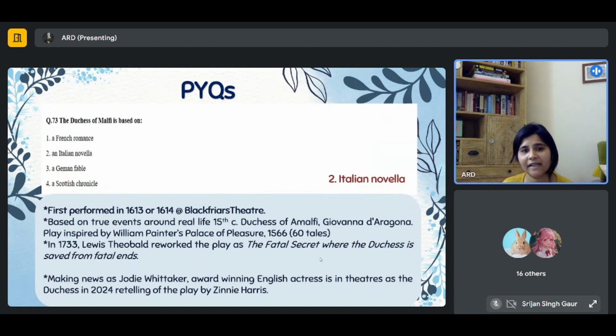Do you know Jodie Whittaker? You guys might or might not know. So she is acting as Duchess of Malfi. So it is coming back. It is coming back to the stage, to theaters with its reruns and reworkings.